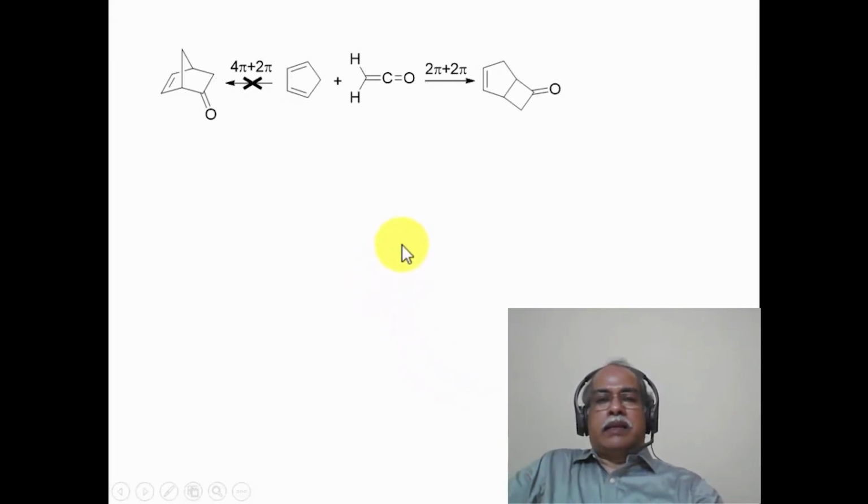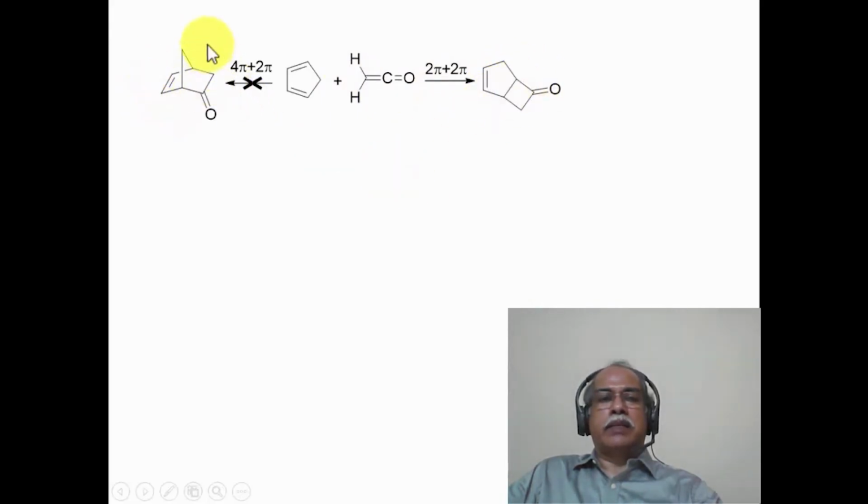We have already seen that ketene does not undergo Diels Alder reaction with cyclopentadiene, for example, to produce the 2,2,1 bicyclic ketone of this kind. It rather undergoes a [2π s + 2π a] cycloaddition reaction, in other words a 2π suprafacial, 2π antarafacial cycloaddition, to produce the cyclobutanone derivative, which is shown here.